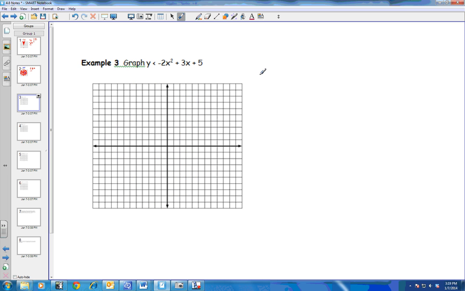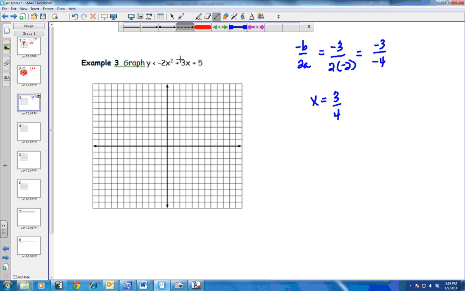Example 3. Let's find our vertex, negative b over 2a. So that's going to be -3 over 2 times -2, -3 over -4. So my x coordinate is 3/4. So I know my axis of symmetry is at 3/4. Let me see if I can get it better. So at x is 3/4, there's my axis of symmetry.